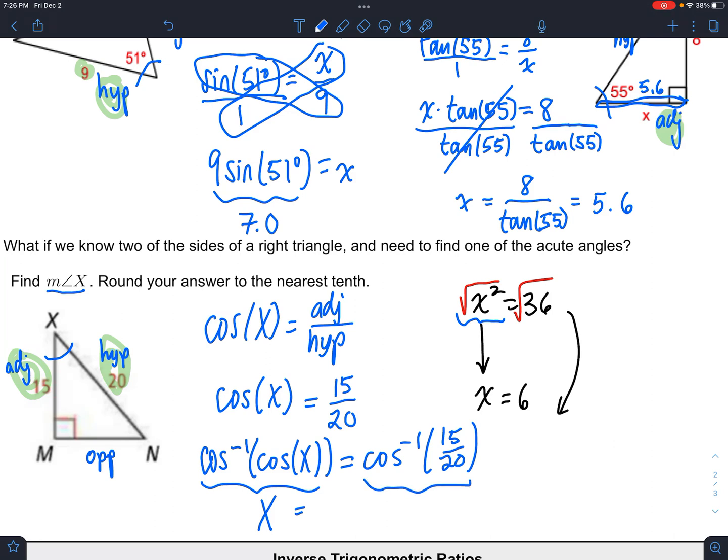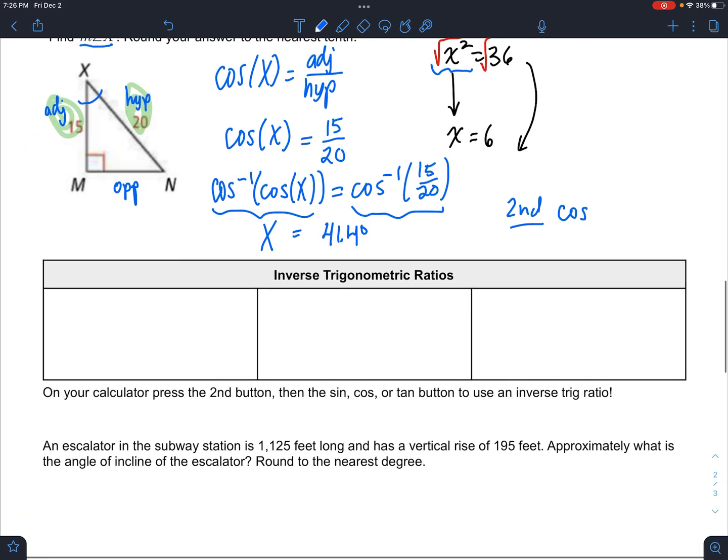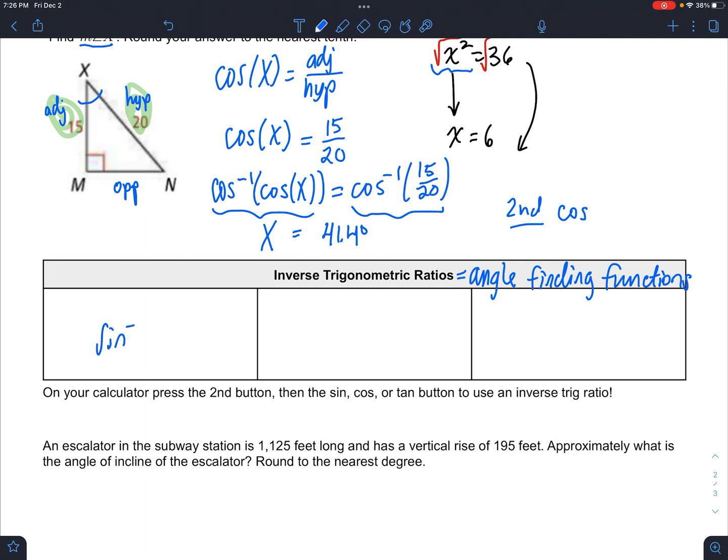So we can type this in the calculator. You're going to want to use the second button and hit cosine. Okay. And this is going to be 41.4 degrees if I type that in. Okay. So the inverse trig ratios are angle-finding functions. And they are sine inverse, cosine inverse, and tangent inverse.